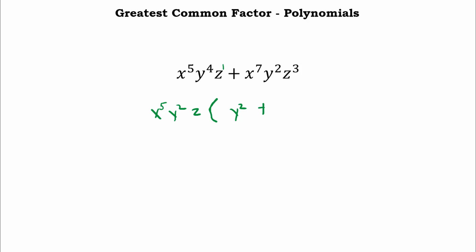x to the 7th. Well, we only have x to the 5th. So we need to take x squared, because 5 plus 2 would give me 7. Y squared, well, I already have a y squared that we factored out. So to multiply that by that, I already get y squared. And a z cubed. Well, I have a z to the first power. So I need to multiply by z squared, because 2 plus 1 would give me 3. And that should be our answer.